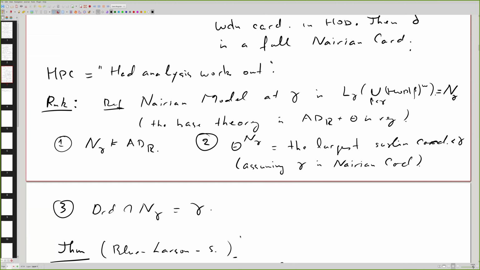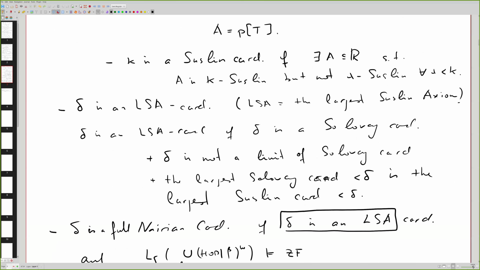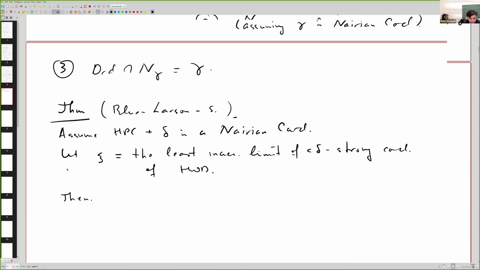So the largest Suslin axiom, wasn't that the assertion that you have a largest Suslin cardinal? Here, delta is here, and the largest Suslin is here somewhere. This is the largest Suslin. Okay, so what you are losing going from full Nairian to Nairian, I don't see exactly. Full Nairian happens here at delta, and Nairian happens somewhere earlier, like here somewhere. Let me finish this and then I will draw a picture.